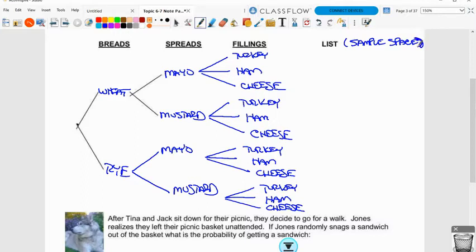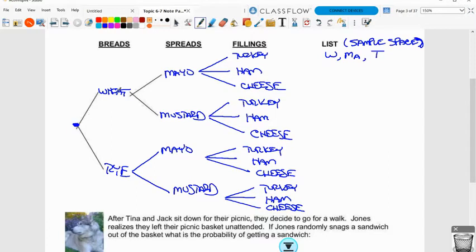The way that we're going to make our list, our sample space, is by following the branches on the tree diagram. So here we are at the beginning of our tree diagram. We're going to follow the branches. Our first possible sandwich would be wheat bread with mayo and turkey. So I'm going to put W for wheat, MA for mayo, and T for turkey. There's our first possible sandwich, wheat bread, mayo, and turkey.